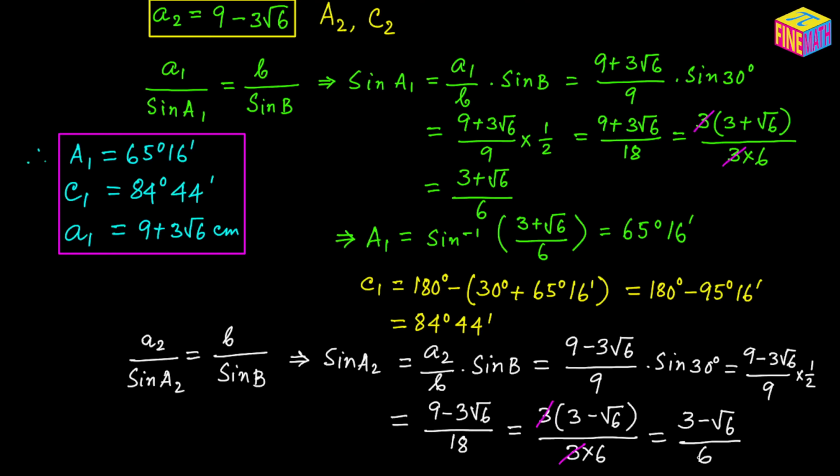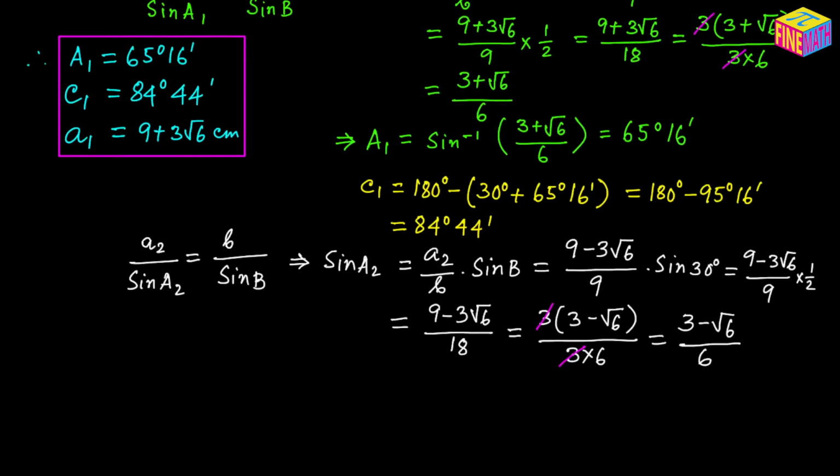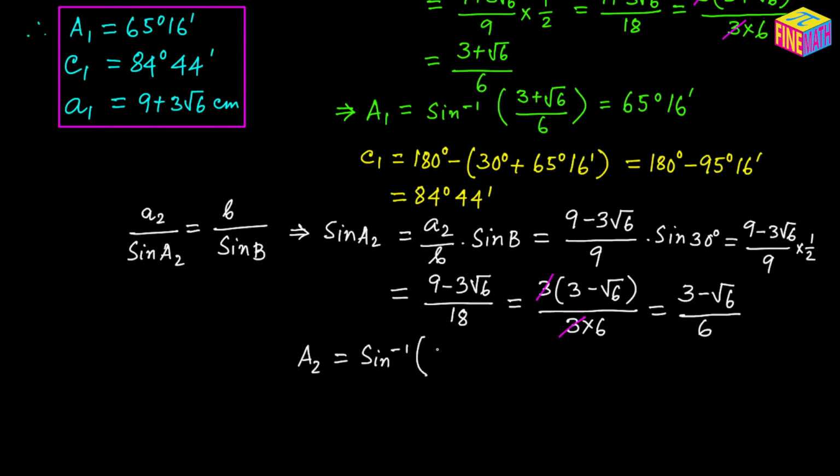Then what would be the value of A sub 2? Well, that will be equal to sine inverse of this quantity here, which is 3 minus square root of 6 over 6, and that will be equal to approximately 5 degree and 16 minute.